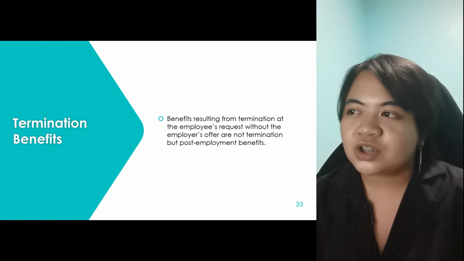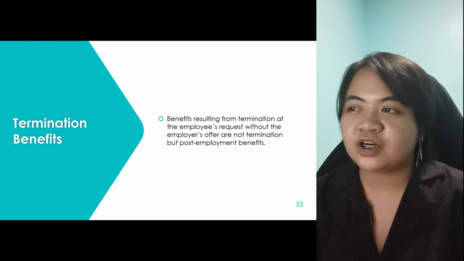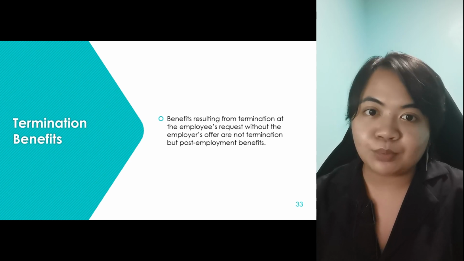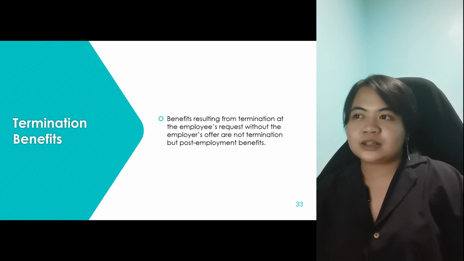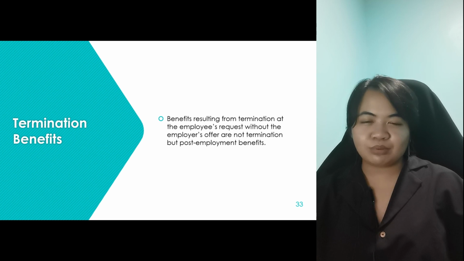Benefits resulting from termination at the employee's request without the employer's offer are not termination benefits but post-employment benefits. So, when the employee is the one requesting to be terminated, it is not called termination benefits, but post-employment benefits.